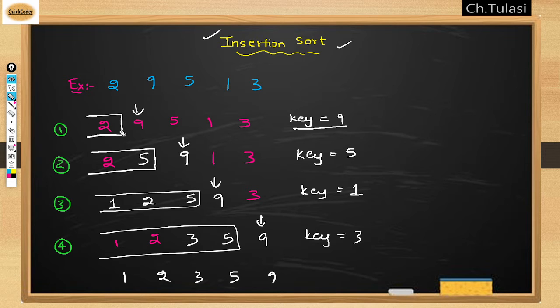So we usually take the first element as already in ascending order, then take every next element and insert it into this row. That is nothing but insertion sort. So let's start coding now.